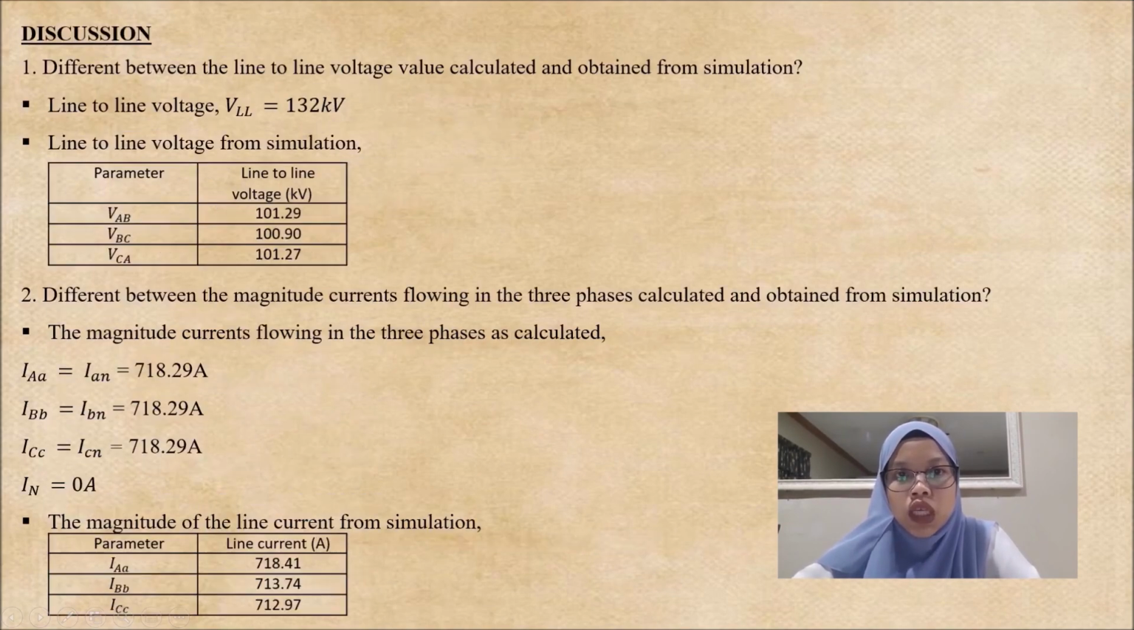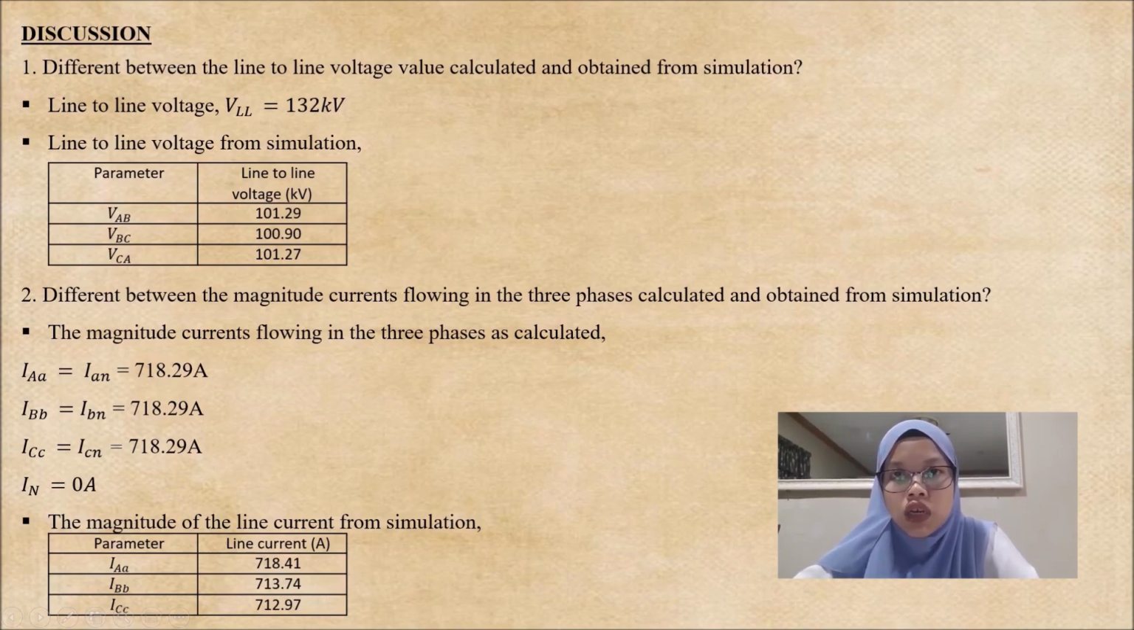The total active power is equal to 125.37 megawatt, which is the same as the value from the wattmeter method. In the discussion, you can see the difference between the line-to-line voltage given in the appendix, 132 kilovolt, and the line-to-line voltage simulated: VAB is 101.29 kilovolt, VBC is 100.90 kilovolt, and VCA is 101.27 kilovolt.